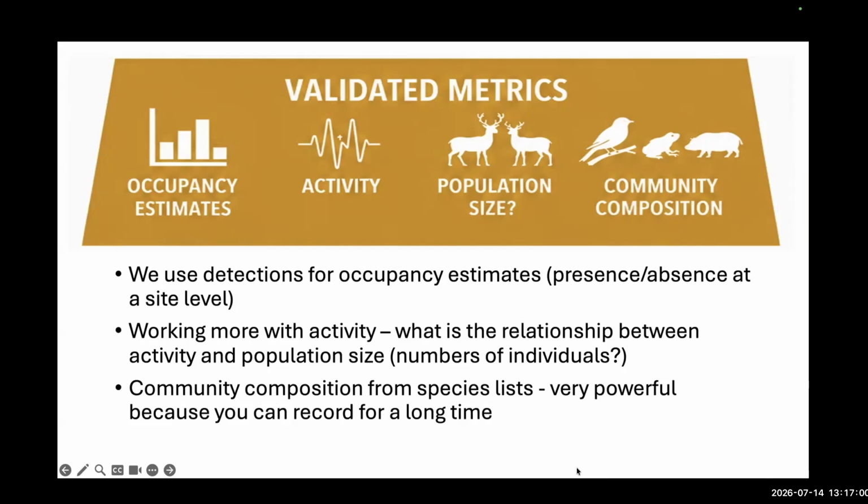And we can also get community composition from species lists. Of course, that's easier with just hits or precision. And that's very powerful because you can record for a long time. And so you can get everybody in the community over the course of a year or a couple of years.